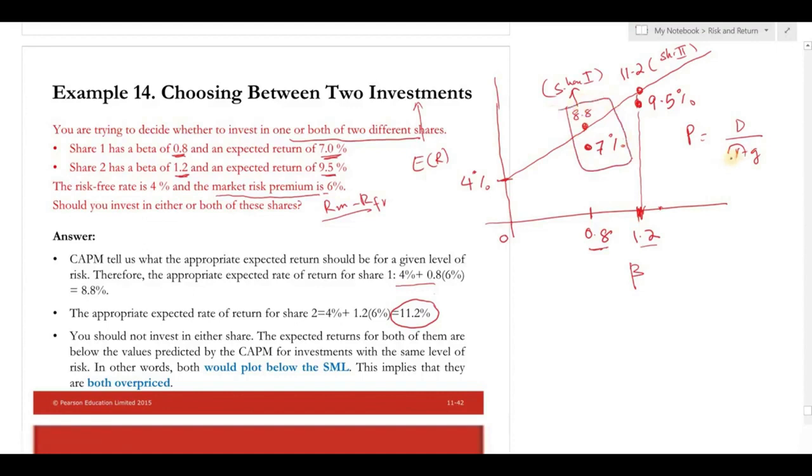for the first case, if we use CAPM, it would be 8.8%. Our answer will be lower, right? But if we use 7%, our answer would be relatively higher than 8.8. So this stock is overpriced, right? Overpriced means its price in the market is higher than what CAPM actually says. And for this case also, if we use CAPM rate 11.2, the answer would be lower than if we use 9.5%. So both of them are overpriced, and when they are overpriced, we are not interested in those stocks.